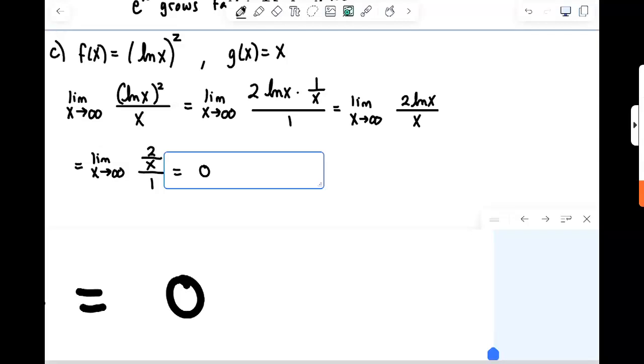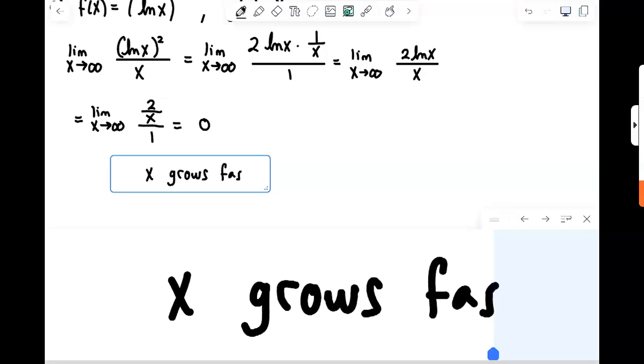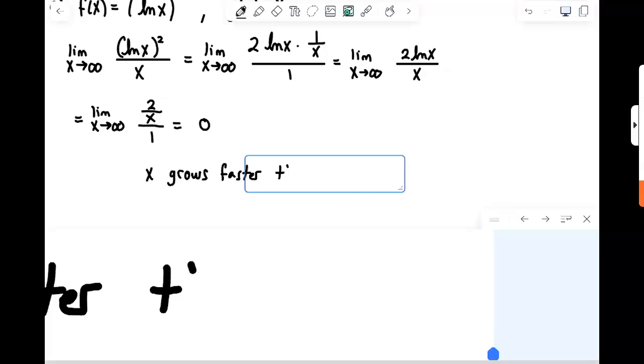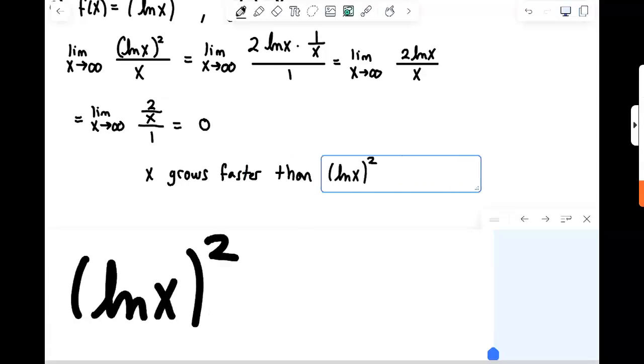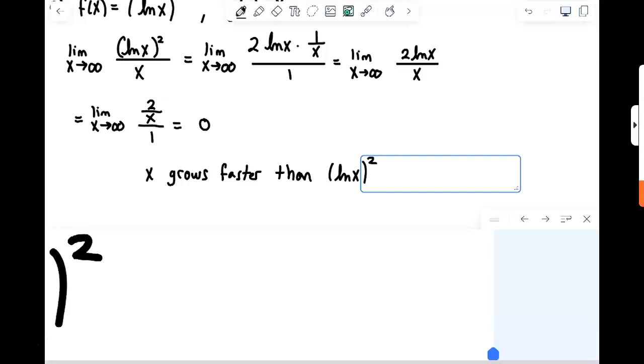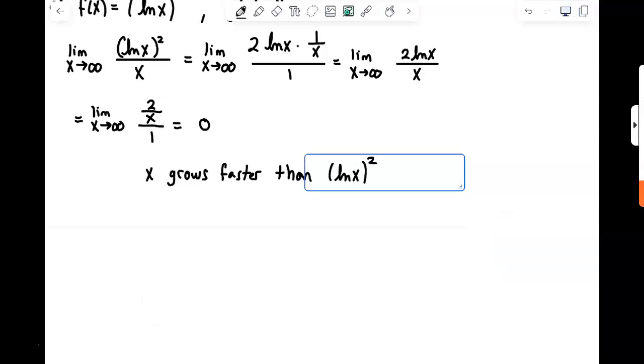And so it turns out that the x there grows faster than ln of x squared. In fact, it'll actually grow faster than ln of x to any power. To any power, x to the 1st will still grow faster than that and outperform it.